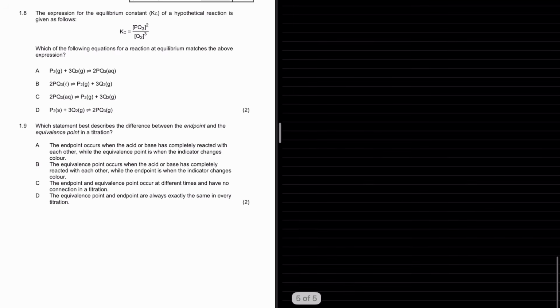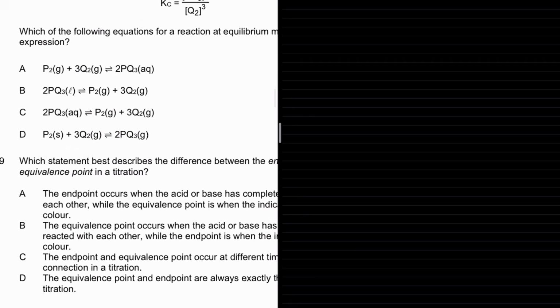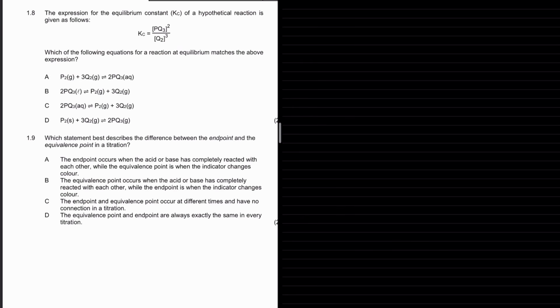Question 1.8. The expression for the equilibrium constant Kc of a hypothetical reaction is given as follows. Which of the following equations for a reaction at equilibrium matches the above expression? Okay, so we'll go one by one here. P2, 3Q2. We can just write out the expressions. Remember, Kc is product over reactants. So this one is going to be the product PQ3 squared over, and here we're going to have two reactants. This one only has one, so A is out.